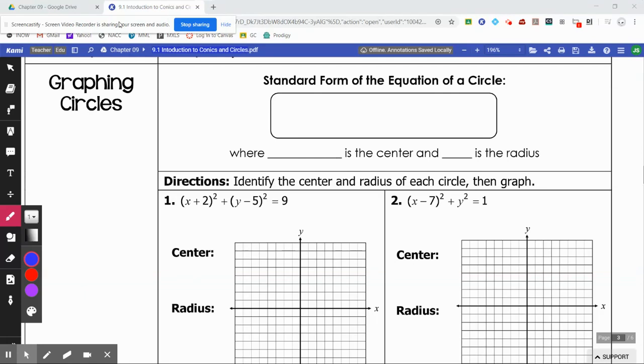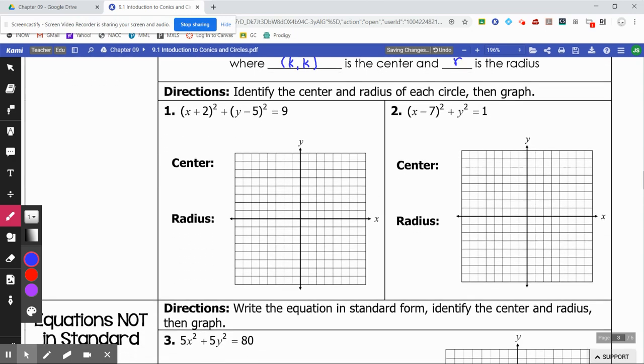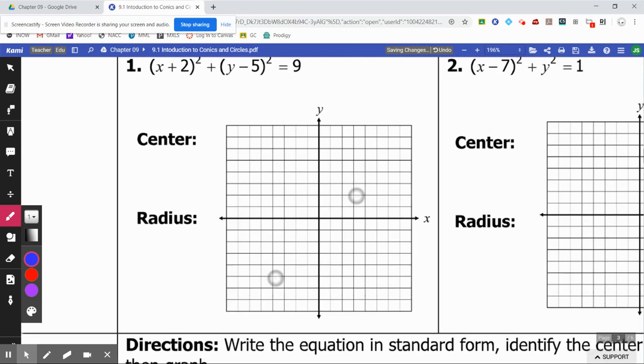Okay, in this section, we're going to be graphing our circles. And a reminder, the standard form of the equation of a circle is (x − h)² + (y − k)² = r². The h and k would be the center. That would be how we translate it: we move it right or left or up or down. And r² is the radius squared, where r would be the radius. So now let's identify the center and the radius, and then we're going to graph these.